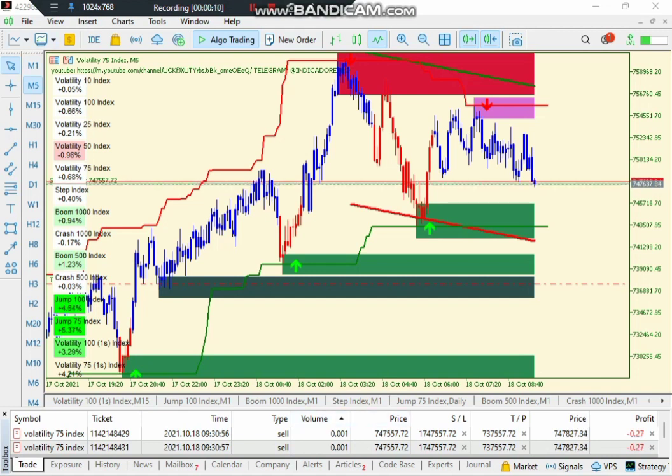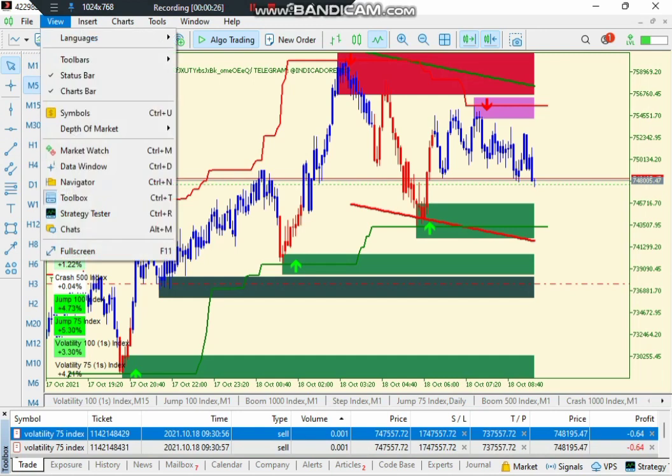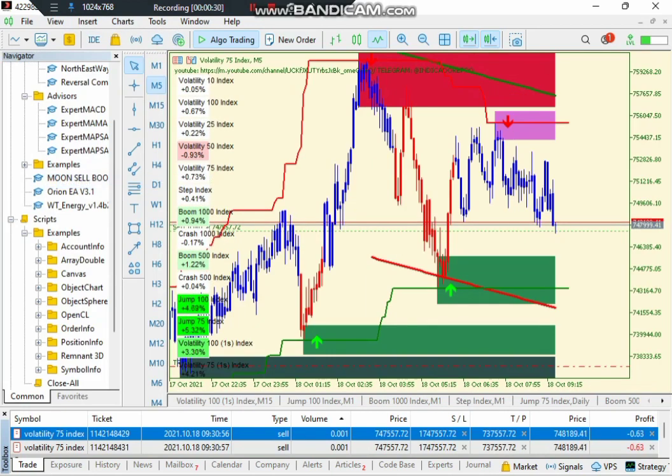Today I'm going to show you that yesterday we released the Orion Ventures Profitable Expert Advisor version 3. This version has a lot of benefits on volatility indexes, not for Range Break and Jump Index. You can use it on Boom and Crash, Step Index, and other volatility indexes also. So let me show you.